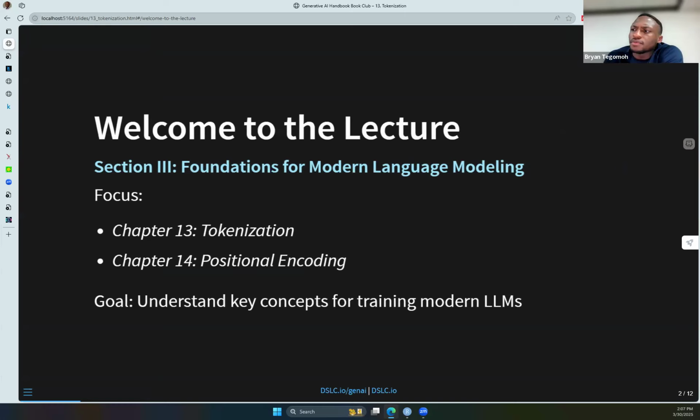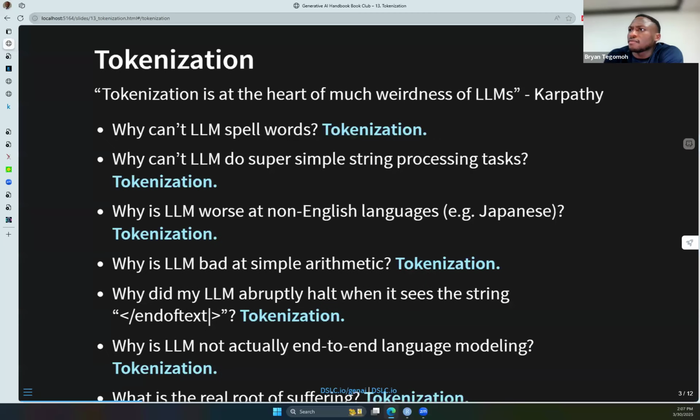And the main goal of the chapter here is to understand the main foundational concepts for training modern large language models. So that would be our focus. So what is tokenization? Tokenization is really at the heart of what I would describe as some of the difficulties, the weirdness that we see with large language models in general.